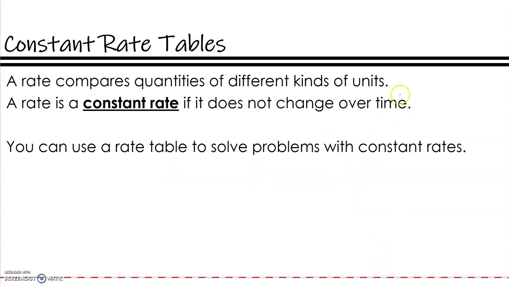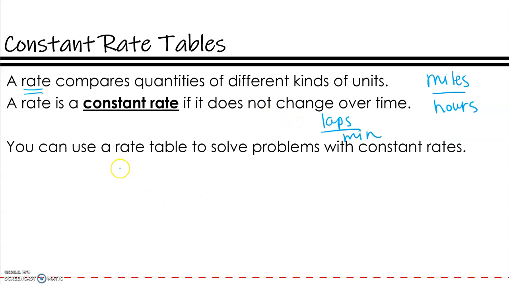So let's talk about constant rate tables, okay? Remember that you've learned that a rate compares two quantities of different kinds. So you may have miles compared to hours. You may have laps compared to minutes. Lots of examples like that, okay? A constant rate means it does not change over time.